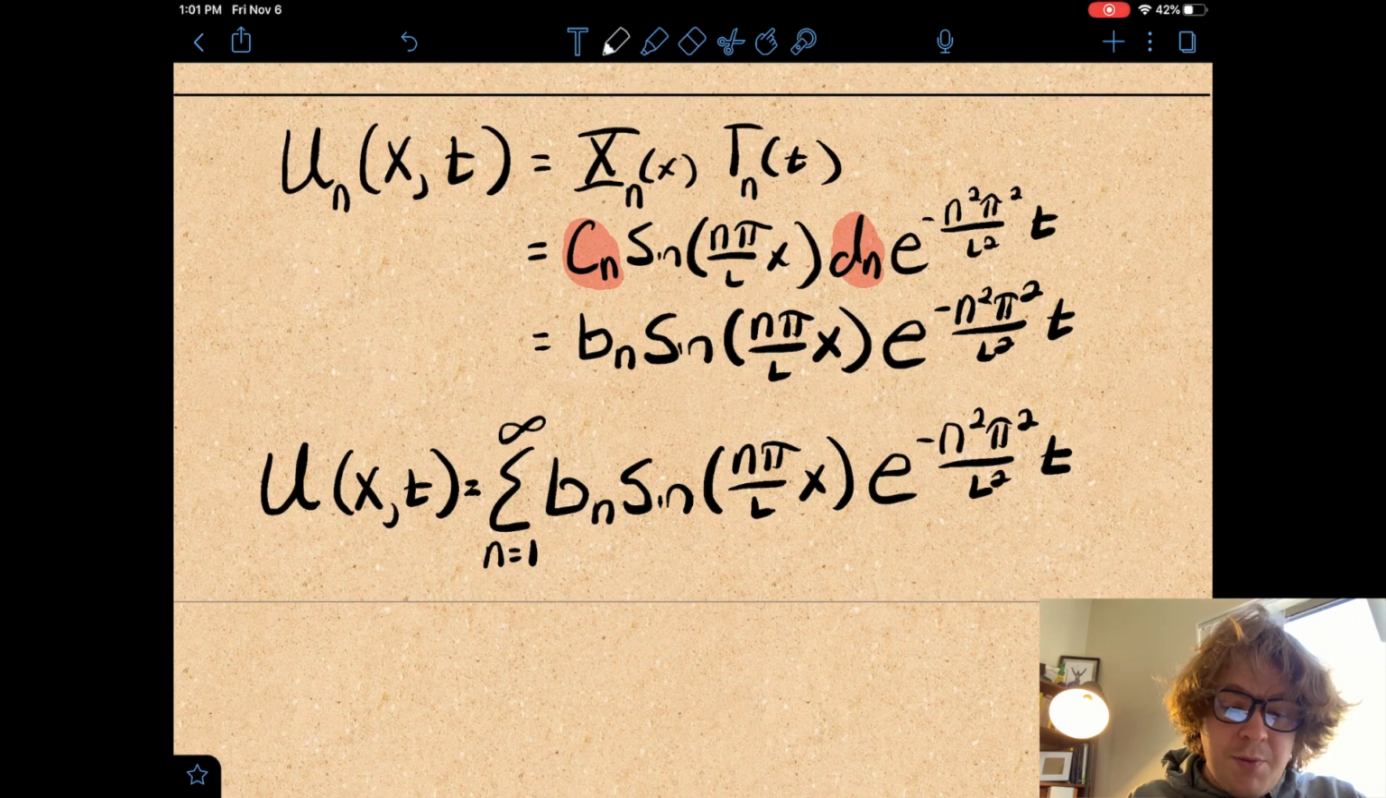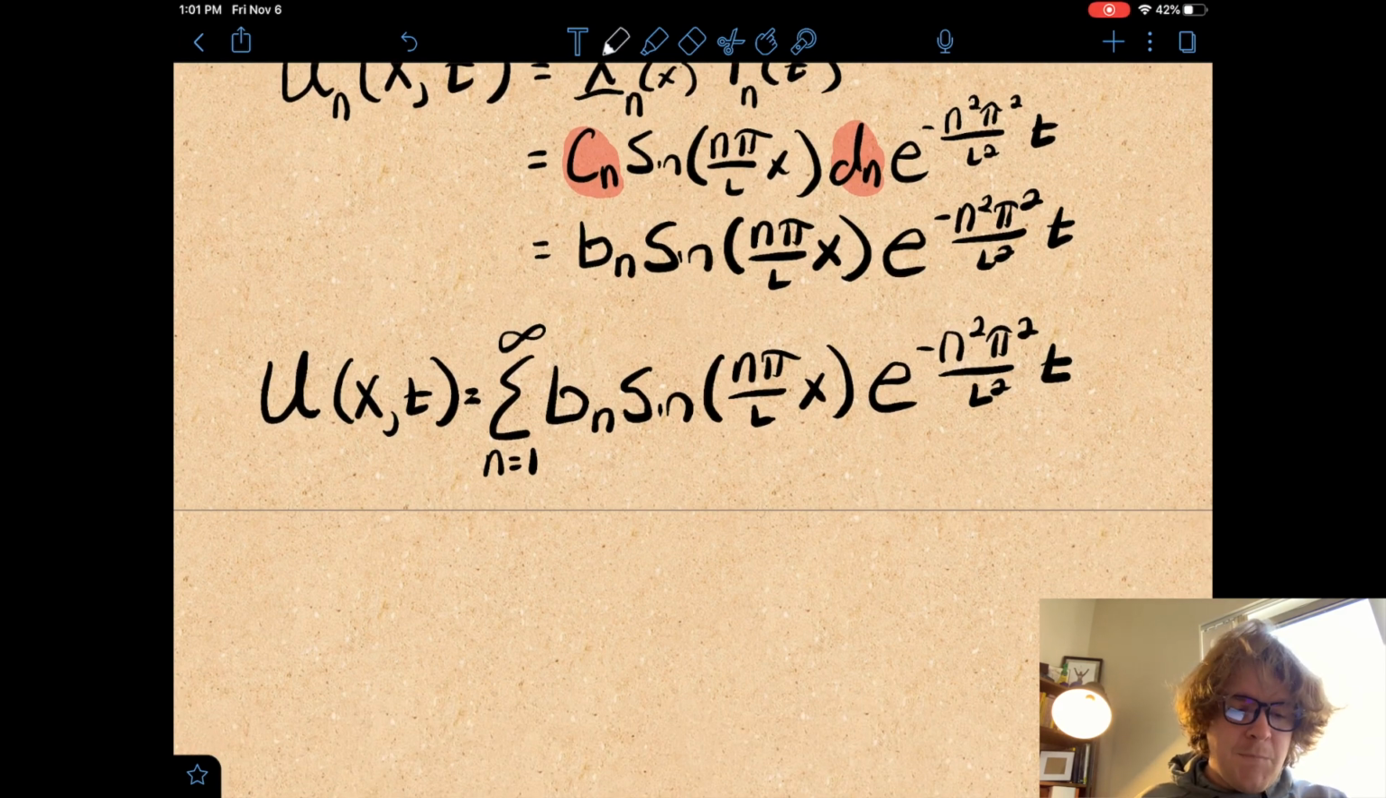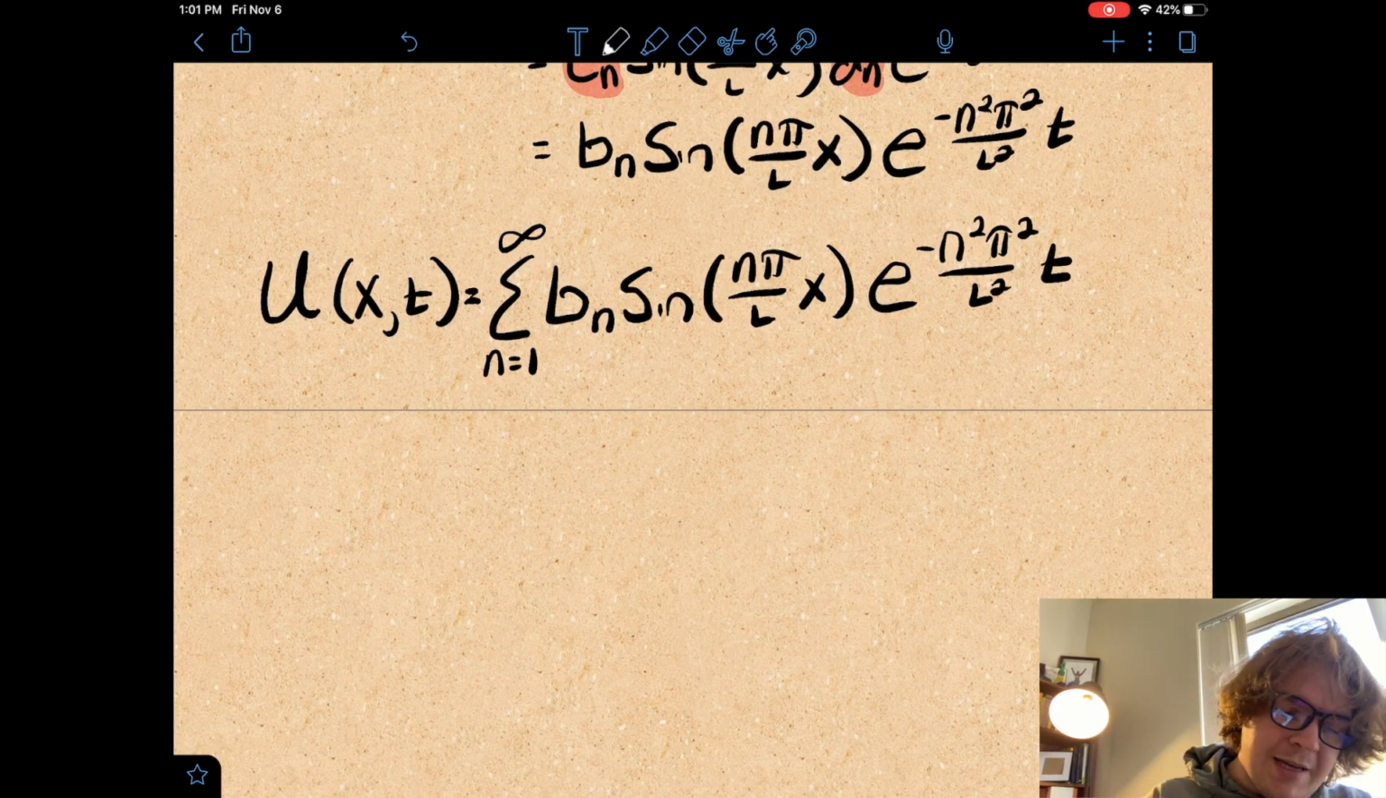Okay, so here we have the general form of the solution to our heat equation. Now, there's one other condition that we have to apply. The last thing we have to apply is our initial condition.